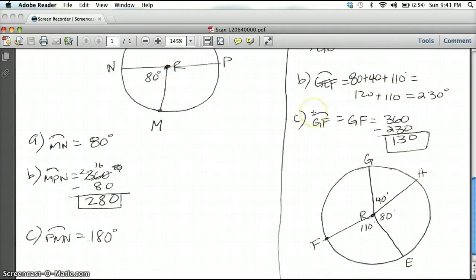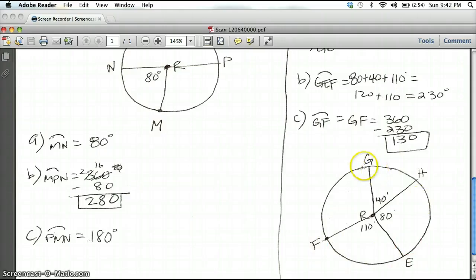The second arc is GEF. So now not only does it want GE, but we're going to also include F in there. We actually already found what GE was. GE was 120, and then FE is 110. So 120 plus 110 is 230. So arc GEF is 230 degrees.